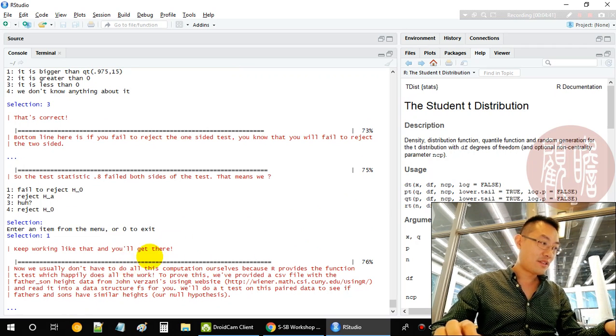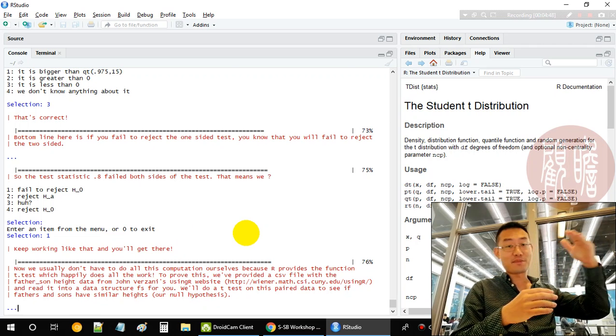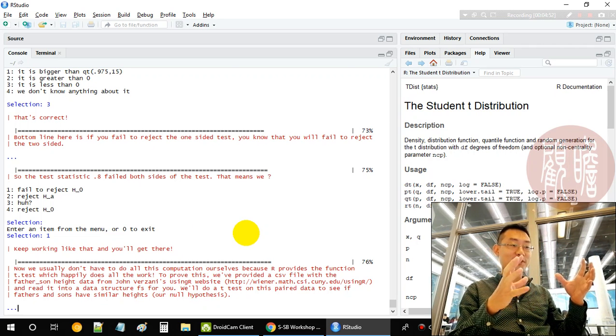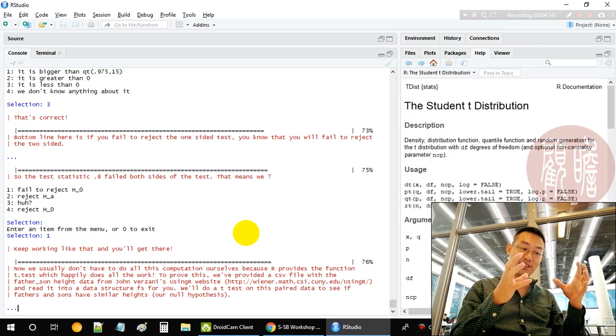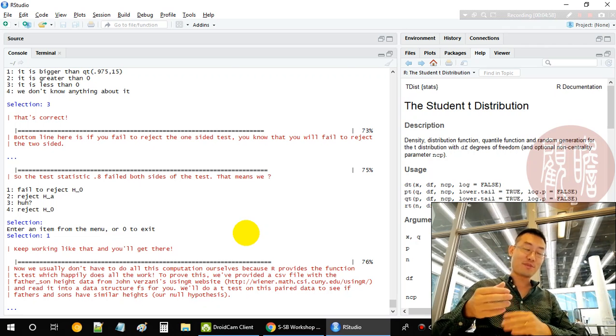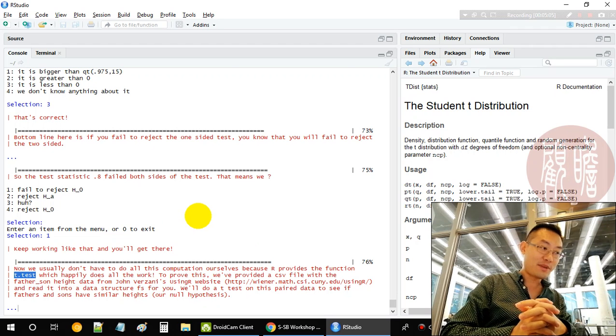So normally we don't need to do these nitty-gritty calculations, step-by-step calculating the score, transforming either from the samples domain to the Z domain, or from the Z domain to the samples domain. Normally we don't do that. We have a t-test function, and it will happily do the work. So how do we use it?